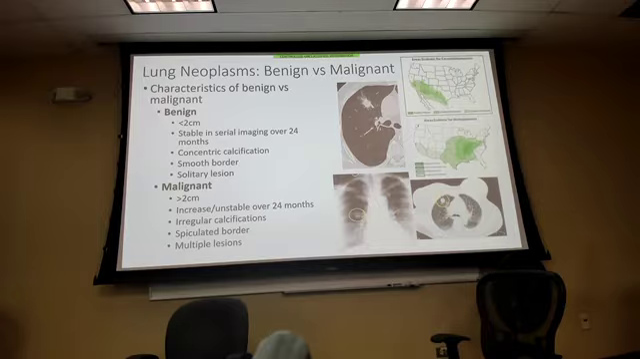All right, so lung neoplasms, benign versus malignant. How do we tell if a lung mass is benign or malignant just on imaging alone? Okay, if it's benign, most likely it is less than 2 centimeters. Over 2 years, it is stable. It has not grown. It has concentric calcifications, a smooth border, and it's a solitary lesion. Those are most likely benign.